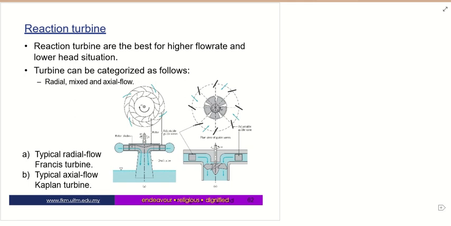Okay, and then the last part for this chapter is the reaction turbine. Reaction turbines are best suited for higher flow rate and lower head situations. Turbines can be categorized as follows: radial, mixed, and axial, the same as pumps. So typical radial flow is known as the Francis turbine, and typical axial flow is known as the Kaplan turbine.